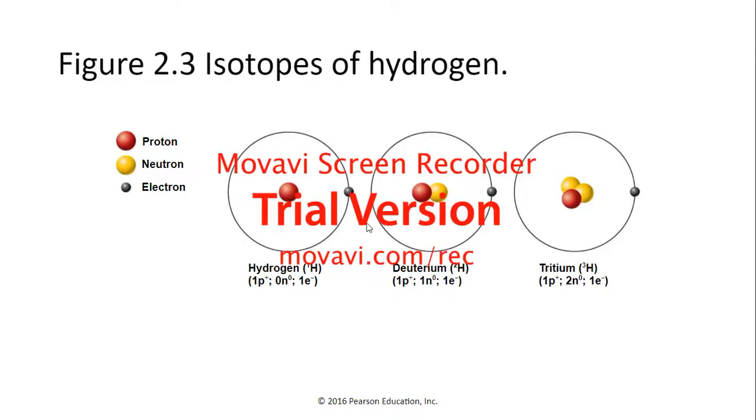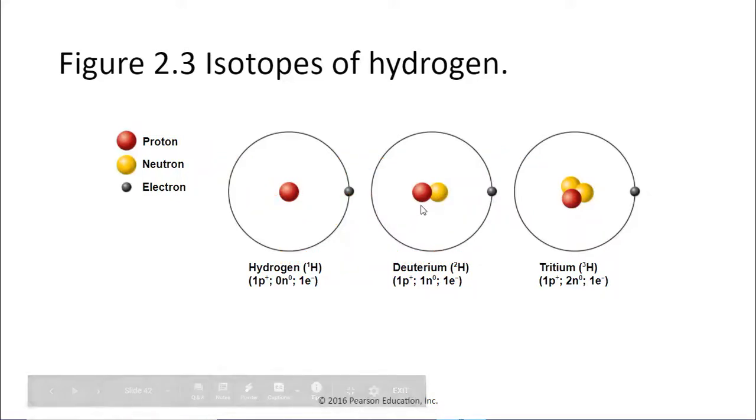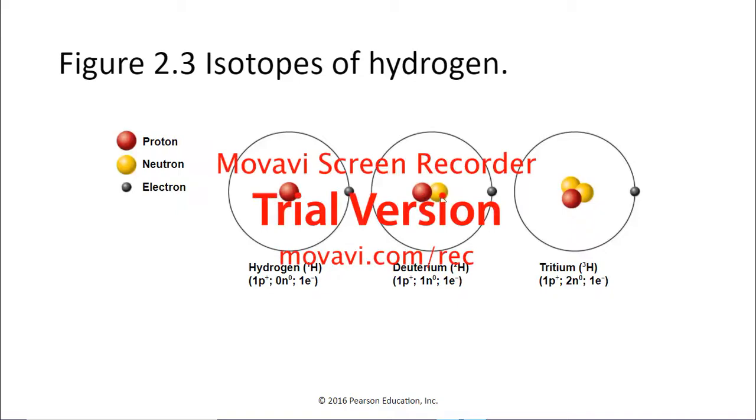Okay, so this is deuterium right here, which you see it has one proton. Again, it has to have the same number of protons. You change the number of protons, it's a totally different element. So it still has one proton, but in this case it has one neutron. All right, so this is deuterium, one proton, one neutron.